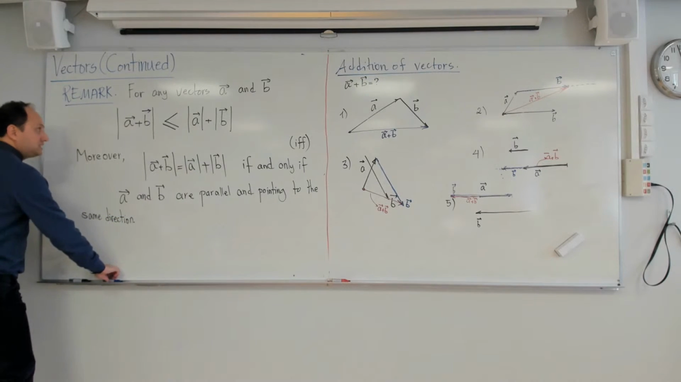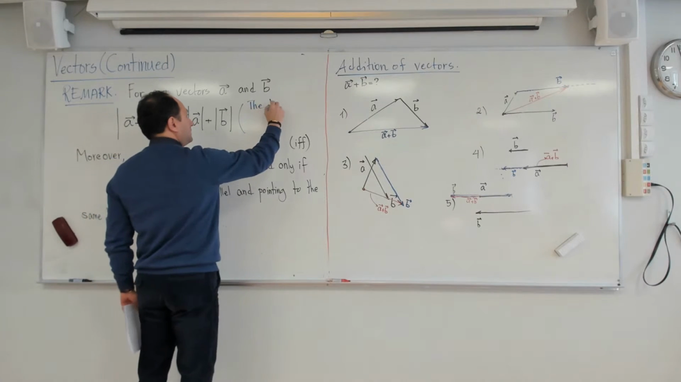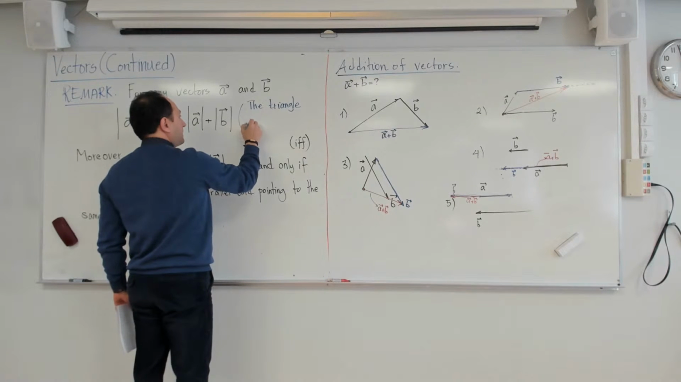And there is a famous name for this. This is called the triangle inequality.